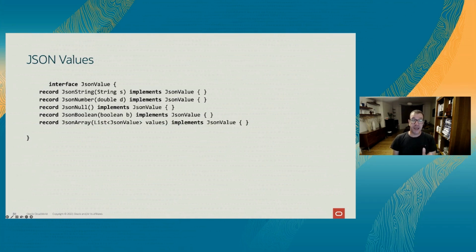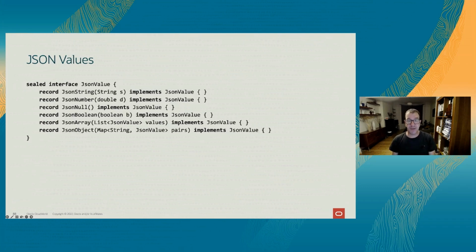Number 5, a JSON value could be a JSON array, which is an ordered list of JSON values. So we're going to model that as a record class JSON array with a component of type Java list of JSON values. Finally, a JSON value could be a JSON object, which is the unordered collection of name-value pairs. And we'll model this with a record class JSON object with a component that contains a Java map from strings to JSON values. And that's it.